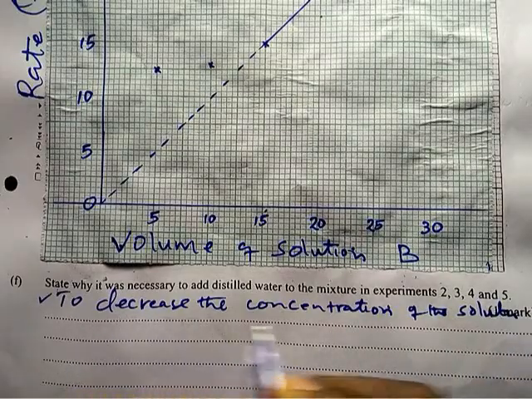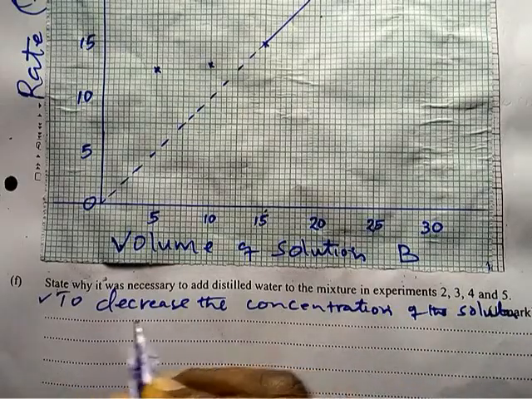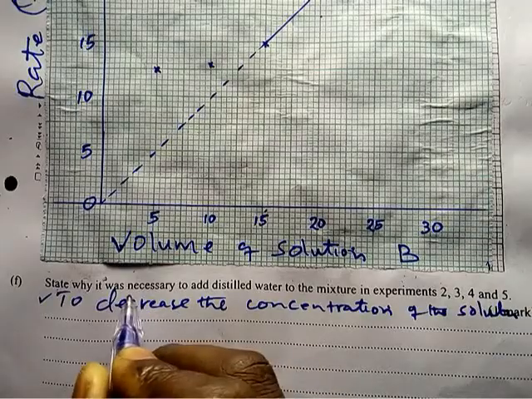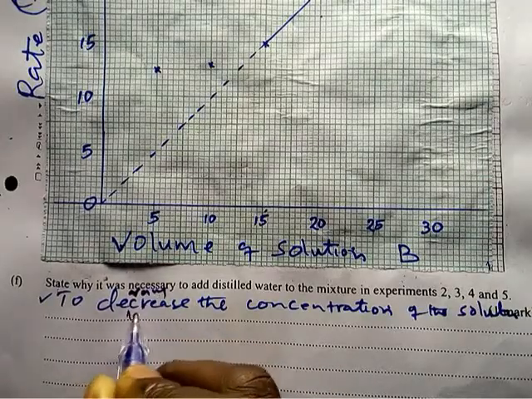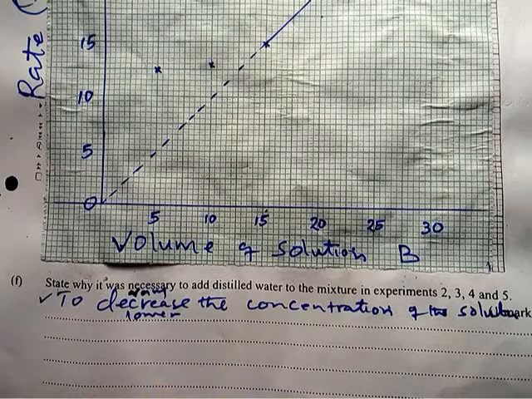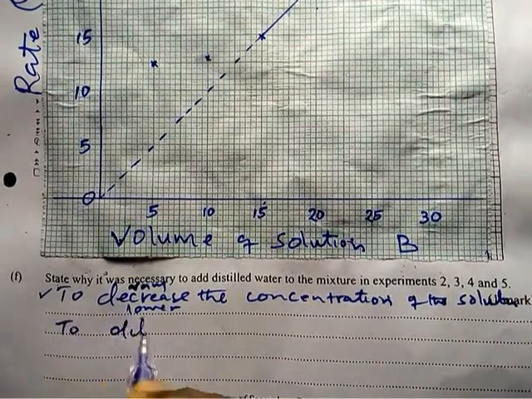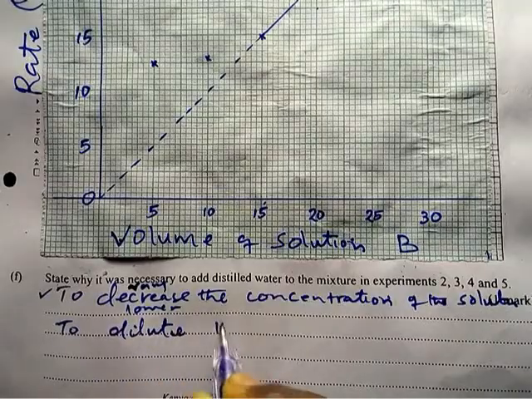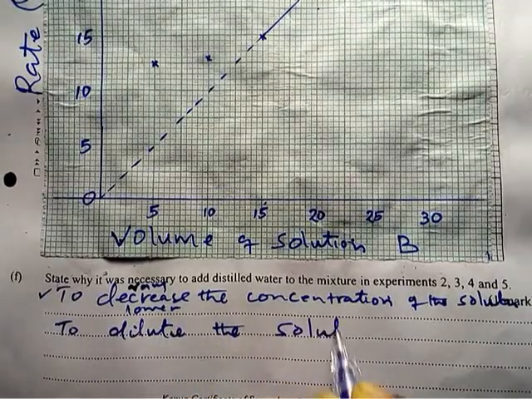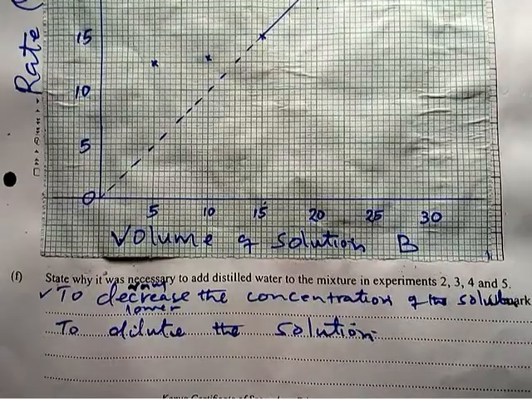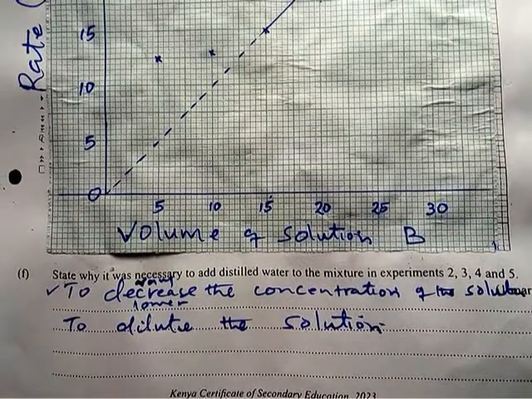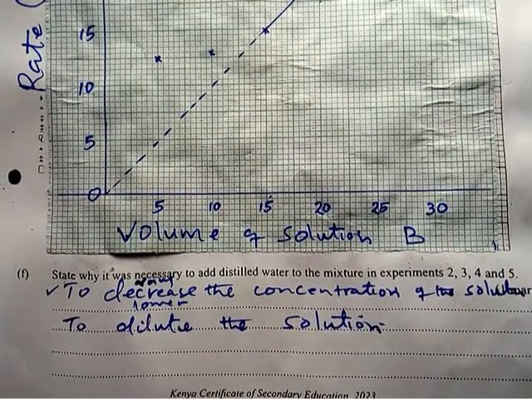To vary the concentration. To vary is to change the concentration. Also, you can use vary to lower the concentration. Any of them can work. To dilute the solution. Any of these can work.